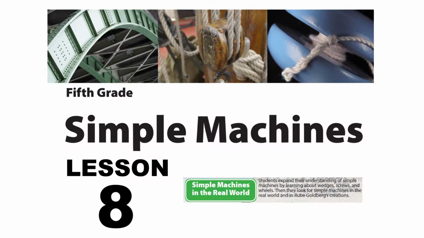This is Lesson 8, Simple Machines in the Real World, from the Simple Machines unit. In this unit, the students will identify wedges and screws as variations of inclined planes. They will also identify wheels and axles as variations of levers, and they will find examples of simple machines in the real world. You're going to start this lesson by reviewing the 3 types of simple machines students have already worked with: levers, pulleys, and inclined planes.